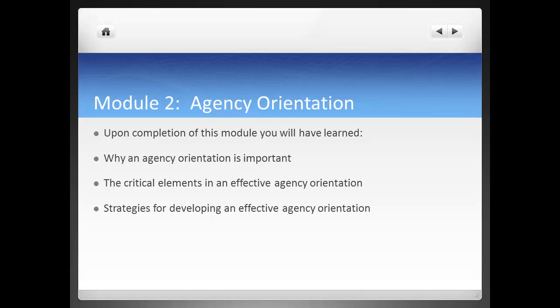We hope that this module has helped you understand more about why an agency orientation is important, the critical elements to be included in an effective agency orientation, and strategies for developing an effective agency orientation.